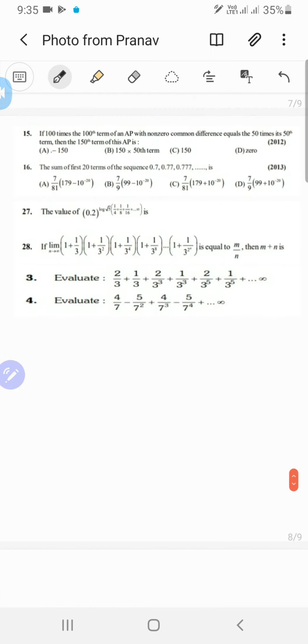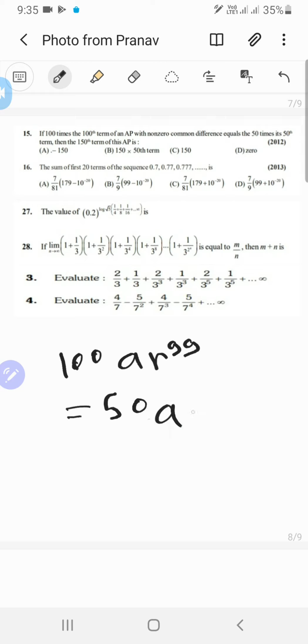Okay, if 100 times the 100th term of an AP with non-zero common difference equals 50 times its 50th term, then the 150th term of this AP is... wow, this is not too bad. So the 100th term is 100 times a r to the 99 power, which is equal to 50 times the 50th term, a r raised to the 49th power. So r raised to 50th power is 1 by 2. That's one of the good equations which you can get.